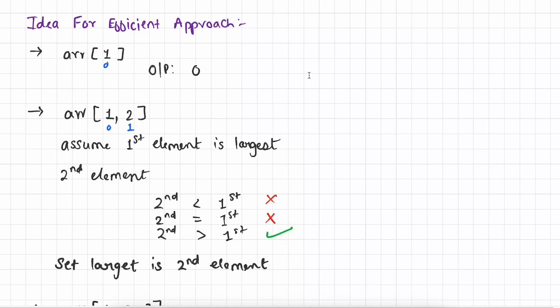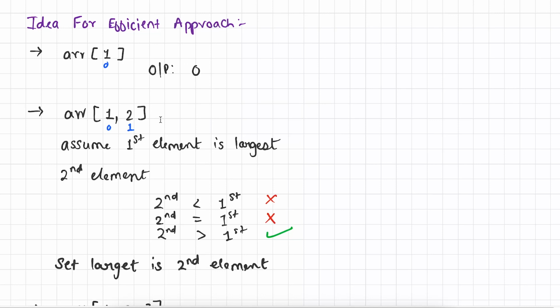Let's say we are given an array with only one element. So if array contains only one element, then we simply say that this is the largest element because the array has only one element, right? So the output of this input is 0. Now, if I add one more element to this array, and previously we already found that the first element is the largest element, then there are three possible cases that could happen.